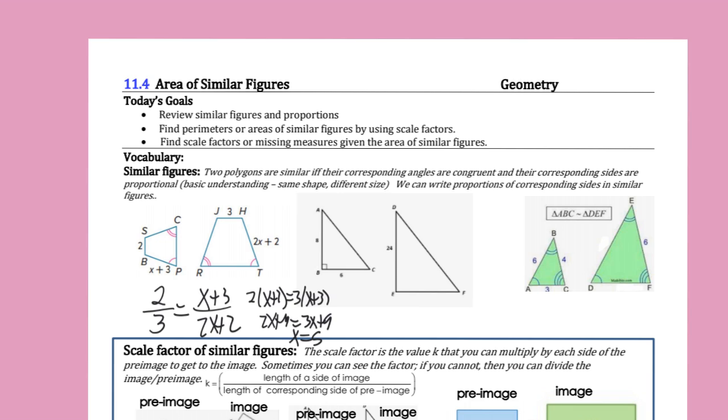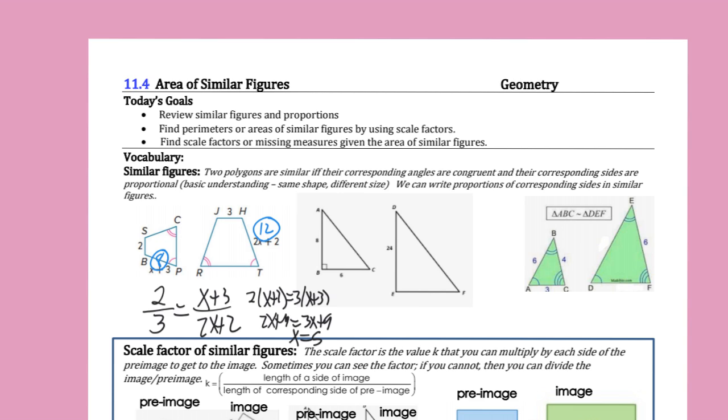Okay, so if x is 5, well, then that means that this would be 12 over here, and then this side right here would be 8. Okay, and so you can find missing sides if you have enough sides there. You can write proportions and solve them.